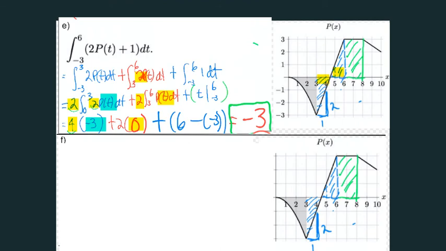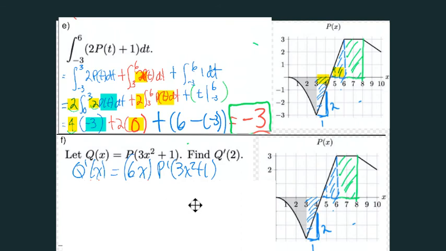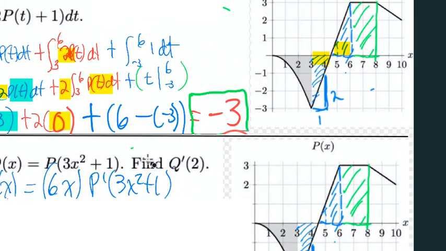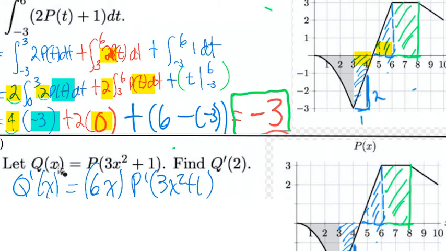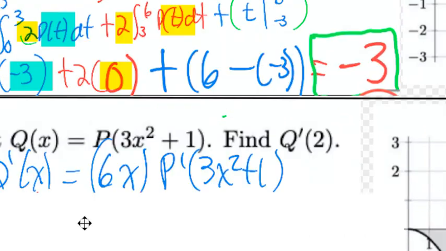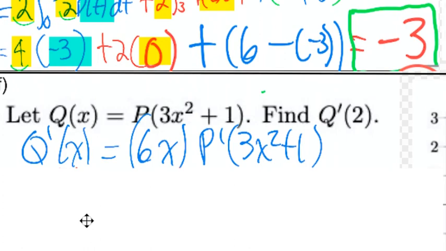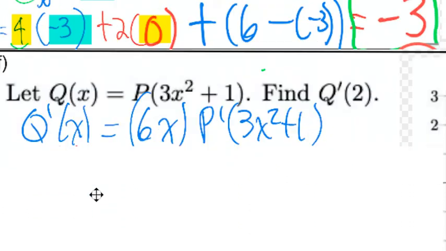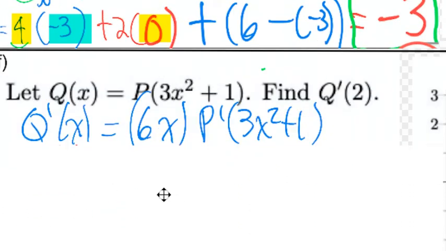Okay, very last one. So this is one of those chain rule questions where you have a function inside a function. So first of all, we're defining q of x. I didn't want that to zoom. Oh well, that's okay. So let q of x equal p of 3x squared plus 1. Find q prime at 2.